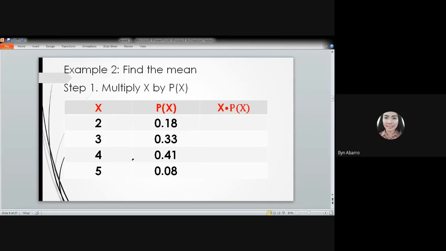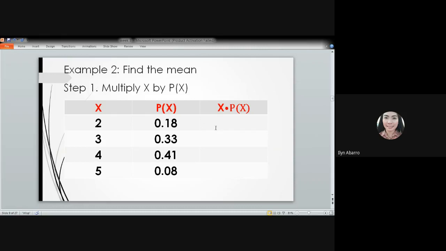Okay, so if we're going to solve for the mean, we expect that our answer must be within this area. So it will be around 3 and 4. Yan, dito lang siya dapat. Okay, so let us proceed.